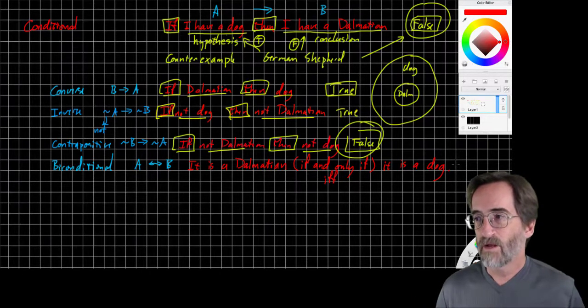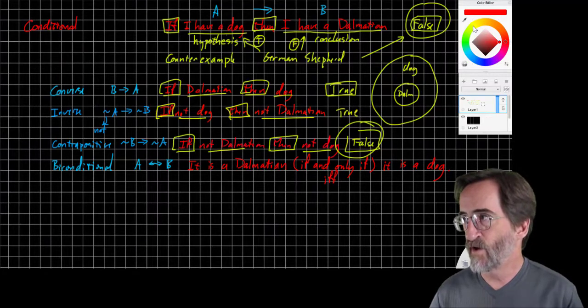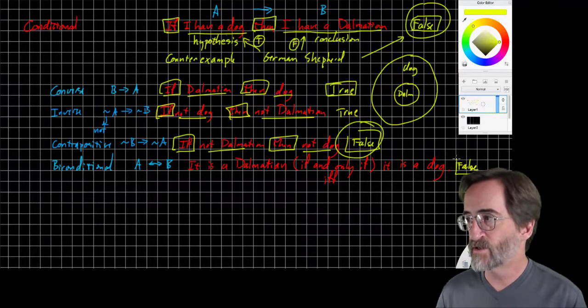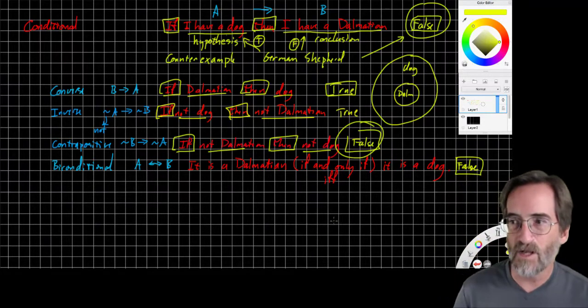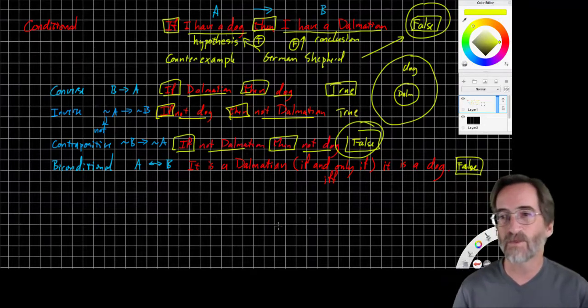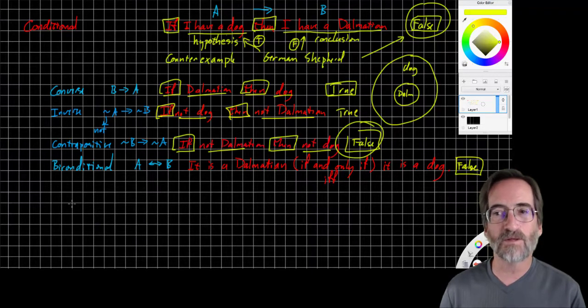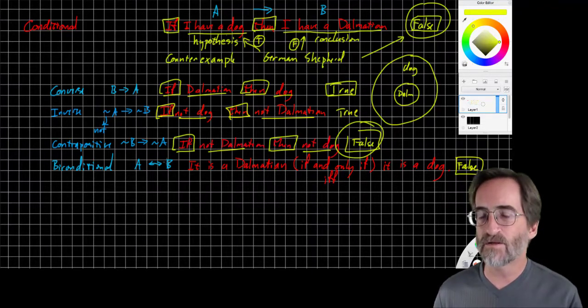Okay? And this, of course, has a truth value of false, because it needs to be true both ways, both directions, and it is not. A German Shepherd is not a Dalmatian, but it is a dog. All right, so biconditional. A biconditional is something that's true forward and backward. Let me give you an example.